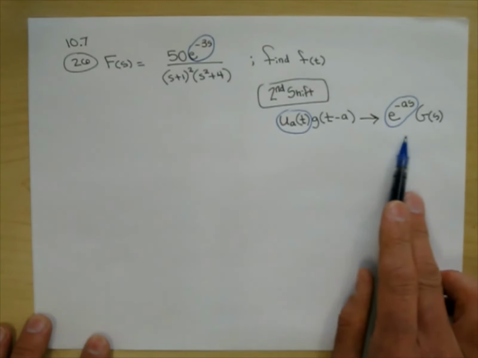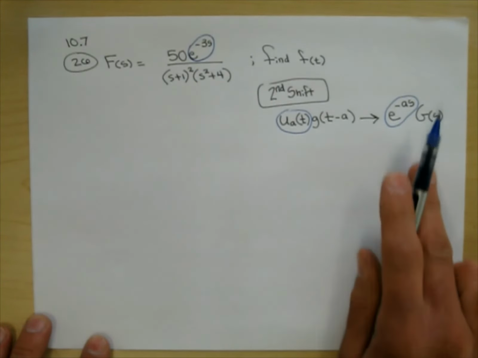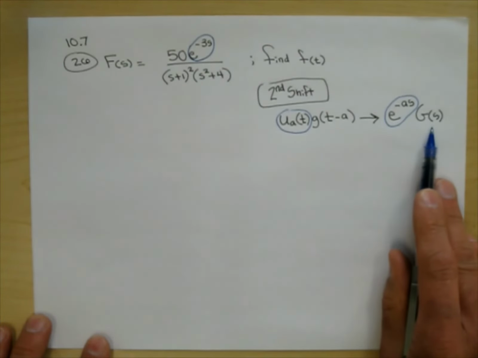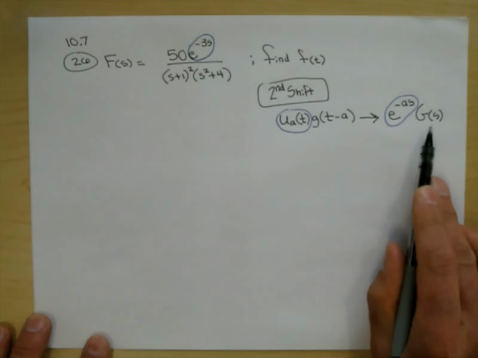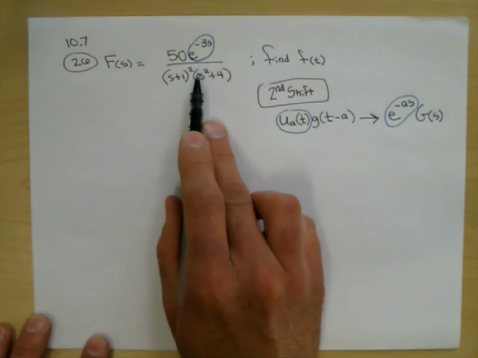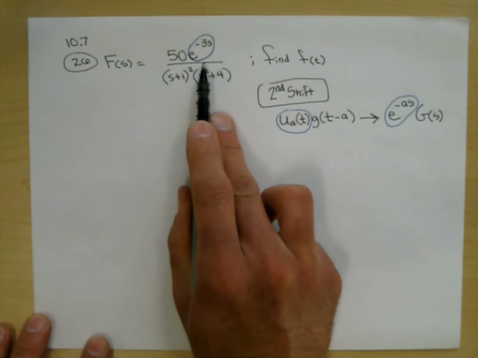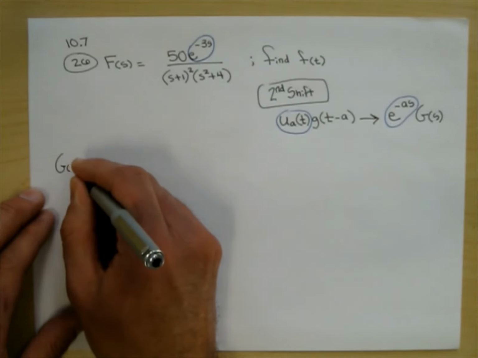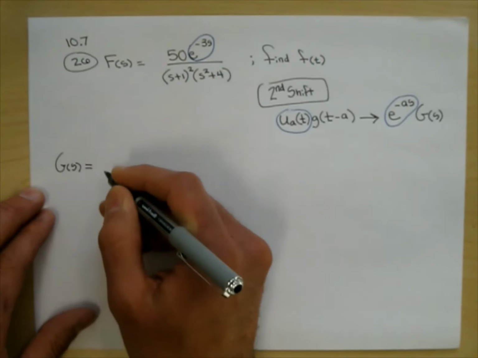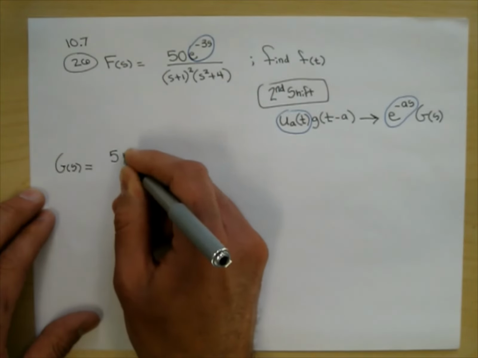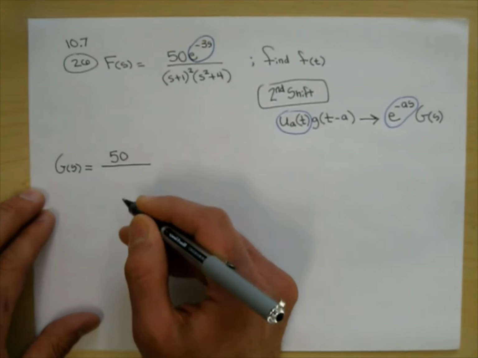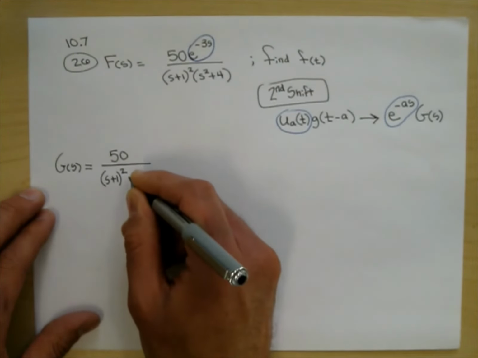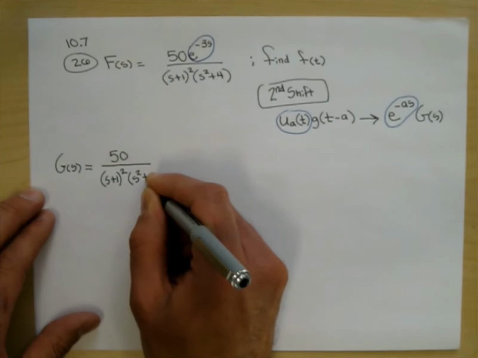So let's go ahead and use this as our roadmap. What we want to do is we want to identify the G of S. Well, G of S happens to be everything except this part that I have circled in blue. So G of S equals 50 over s plus 1 squared, s squared plus 4.